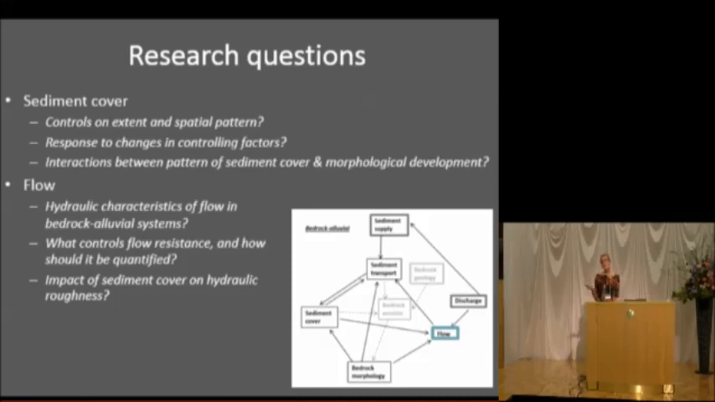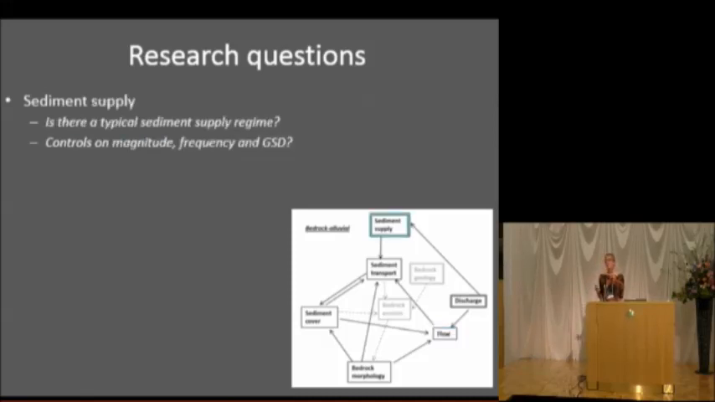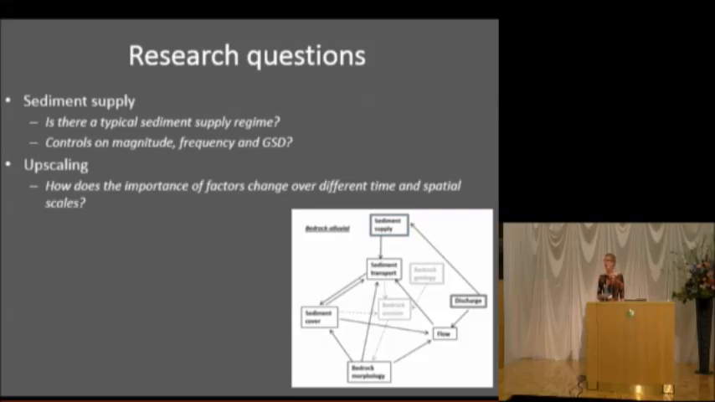Okay, and then this is the question that I'm going to come back to in a couple of slides' time. Again, sediment supply: is there a typical sediment supply regime? What are the controls on magnitude, frequency, and grain size distribution? So again, linking back to a lot of the earlier discussion. And then finally, upscaling. How does the importance of those different factors vary according to the level of interest and the level of processes that we're trying to represent?